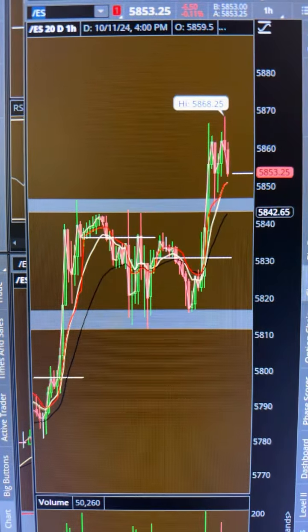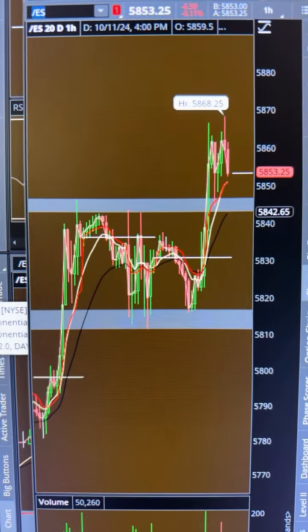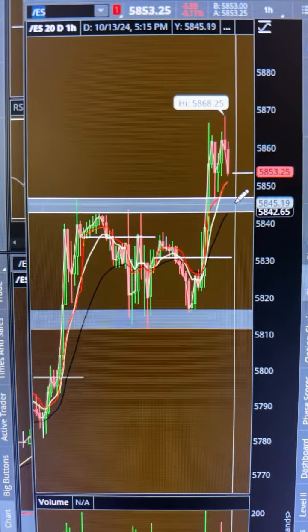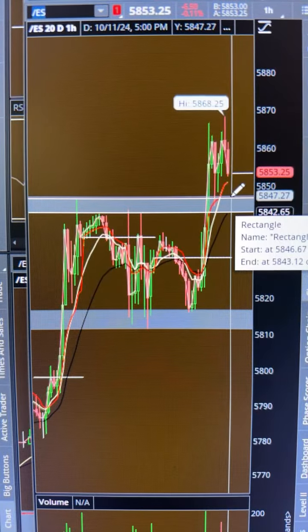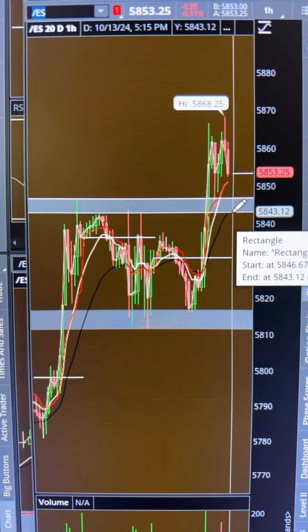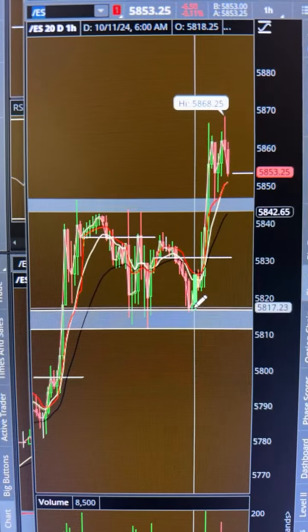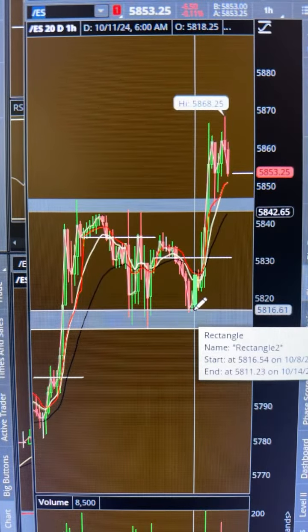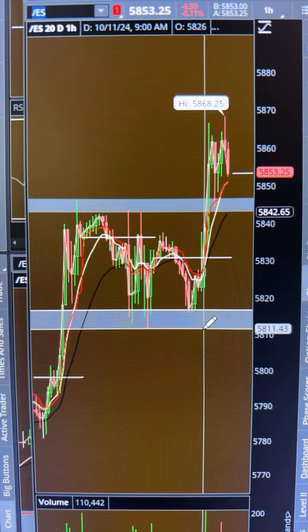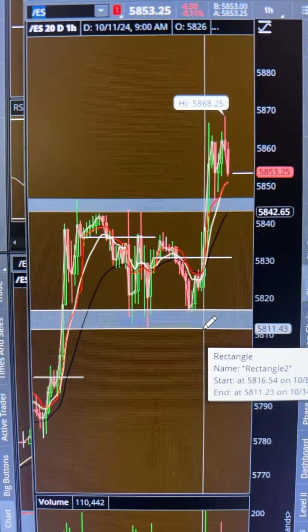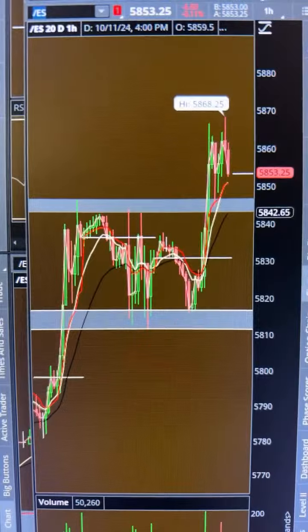So here are the zones on NQ I would personally be watching. If we open and push down, this would be my bounce area: 5847 to 5843.1. Below that is 5816.6 to 5811. Those are the areas I have.